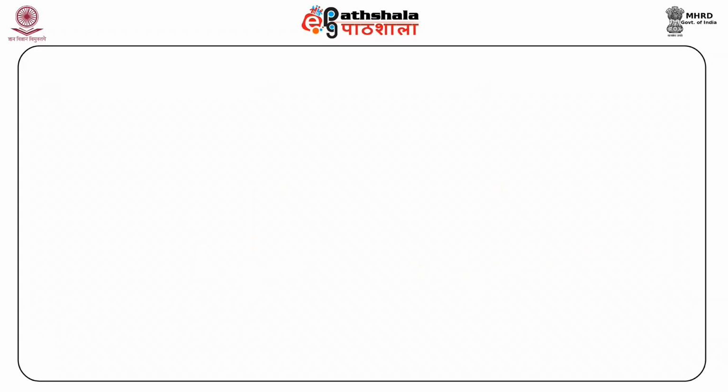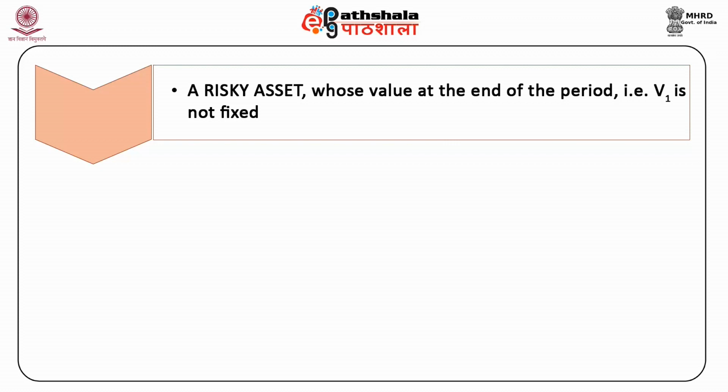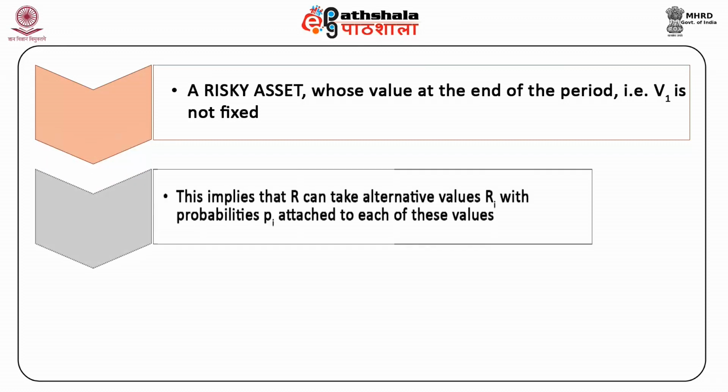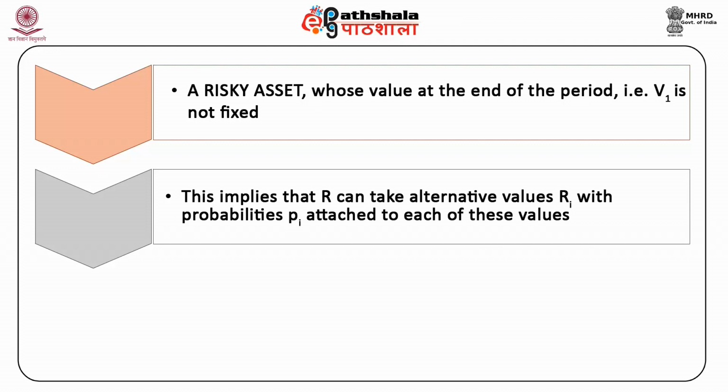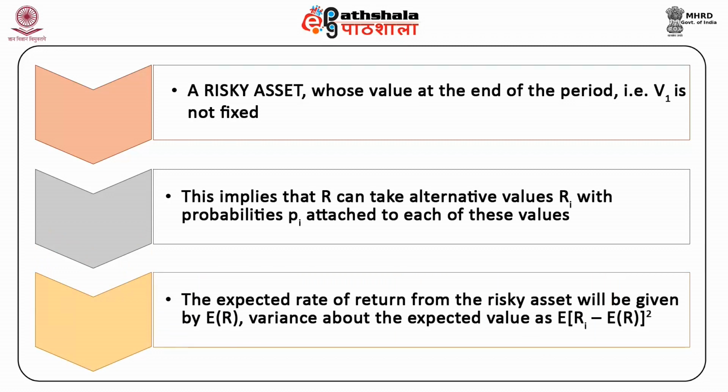Two alternative types of assets can be thought of. One of these is a risky asset whose value at the end of the period, that is V1, is not fixed, but can take alternative values with a probability attached to each of the alternative values. This implies that R can take alternative values Ri with probabilities Pi attached to each of these values. The expected rate of return from the risky asset will be given by ER and the variance about the expected value as the sum of Pi times (Ri minus ER) whole square.